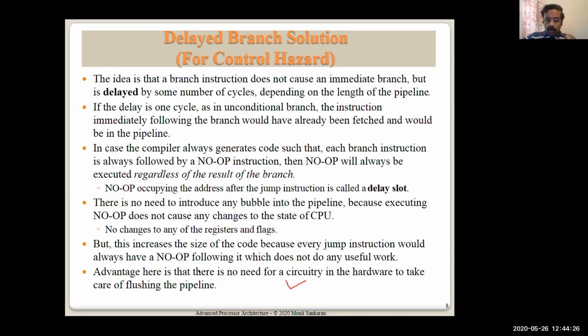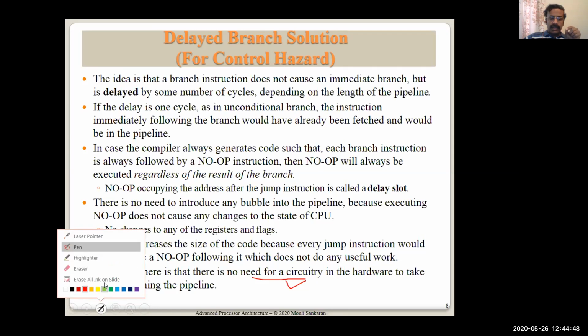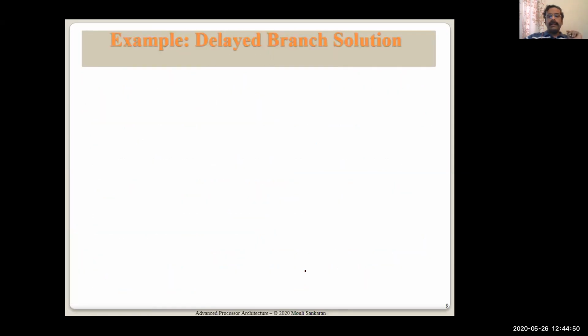Now, no op, we are doing it. What is the advantage of no op? There is no need for extra circuitry. That's what I told you. With no op, there is no need for circuitry to flush the pipeline, so we are saving some real estate in the chip. But it's a waste. No op is a waste in terms of putting in an instruction which is of no use. That's why we are now going into another implementation, which I actually explained to you already.